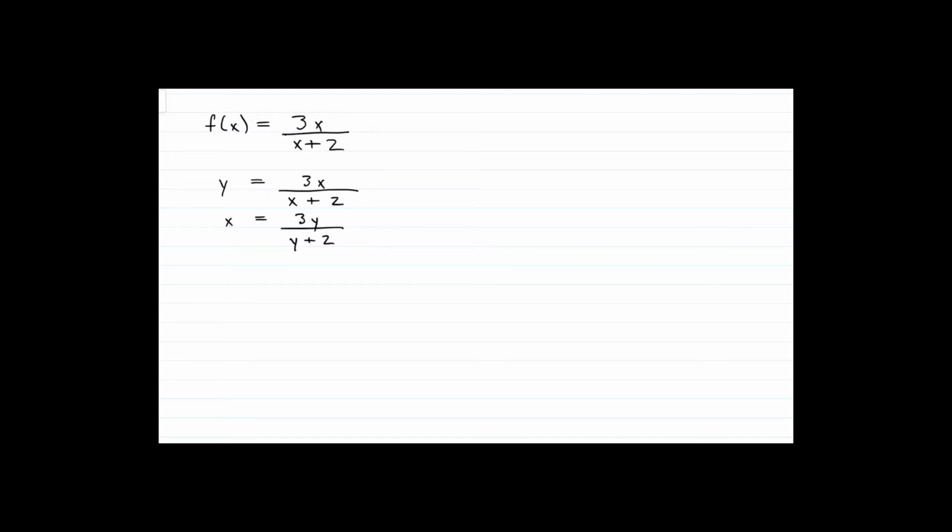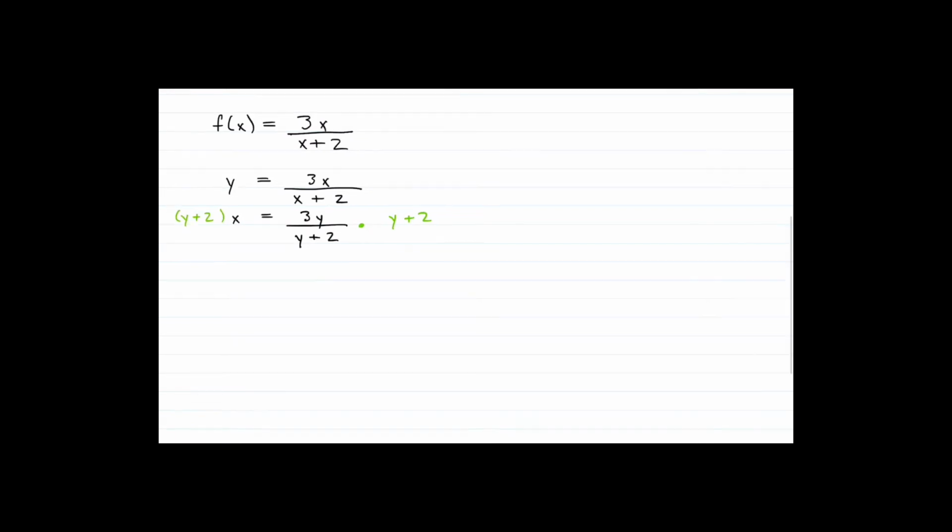So I'm going to do that by multiplying both sides of the equation by y plus 2. So when I multiply on the right-hand side, the y plus 2's cancel. On the left, I'm just going to expand. So x times y is xy, plus 2 times x is 2x.